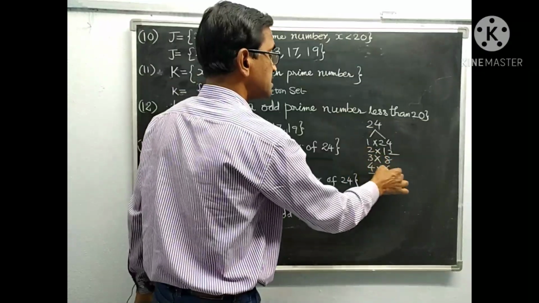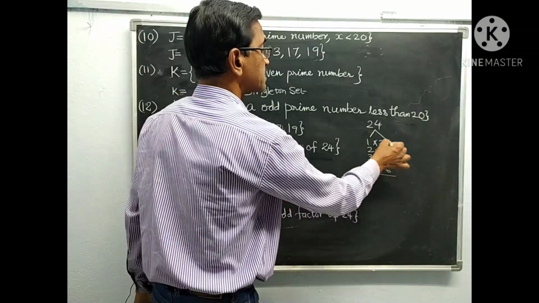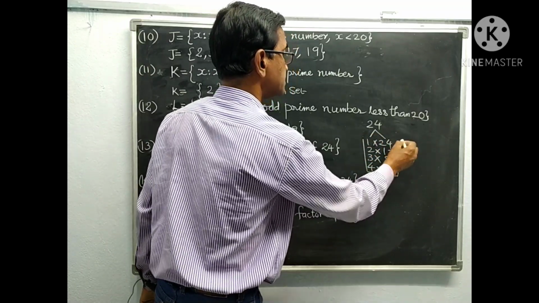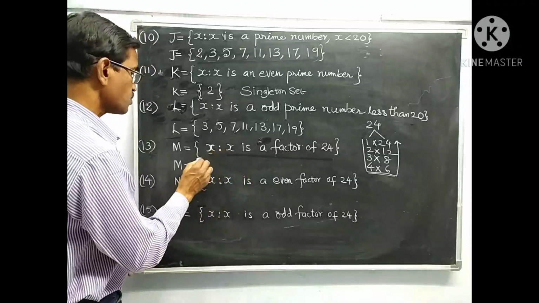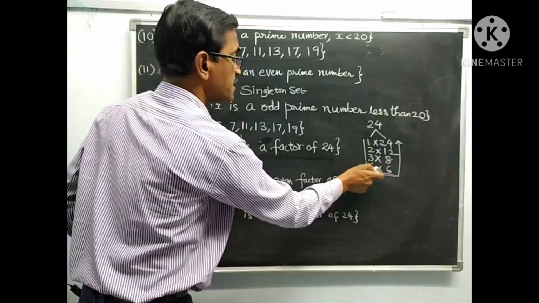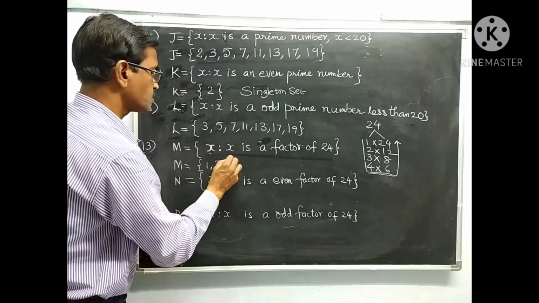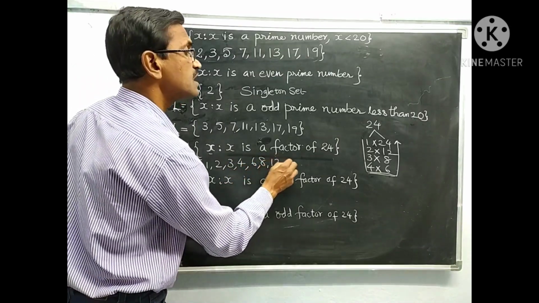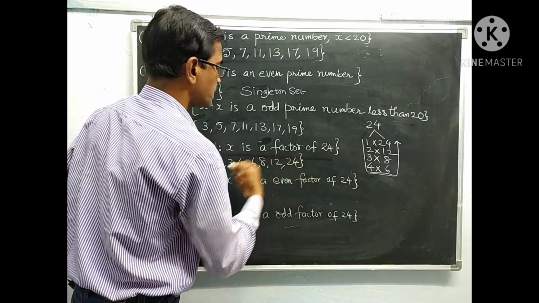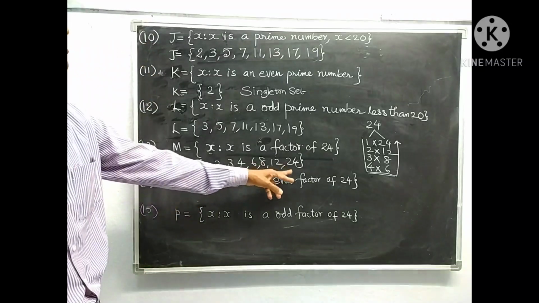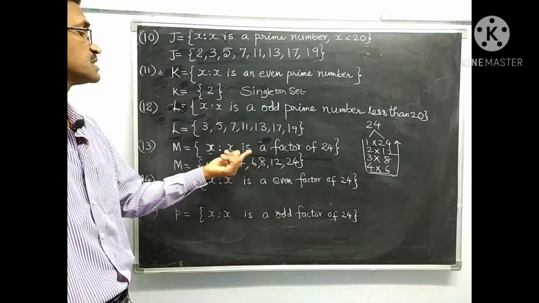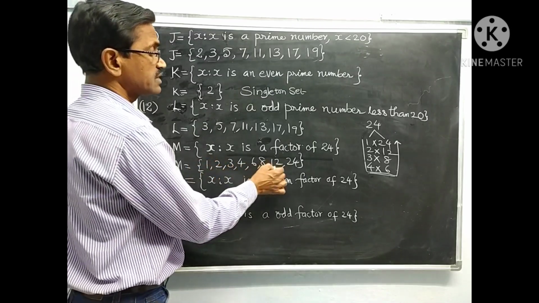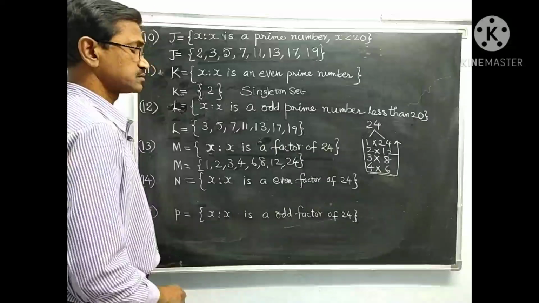Now select all these numbers. These are all the factors of 24. Write like this: take all the numbers in this row. 1, 2, 3, 4, 6, 8, 12, 24. These are all the factors of 24. This is the roster form, and this is the set-builder form. Other than these numbers, there is no factor for 24.